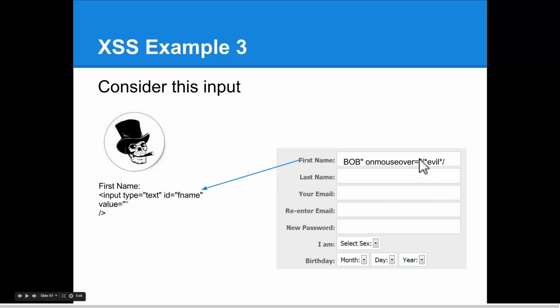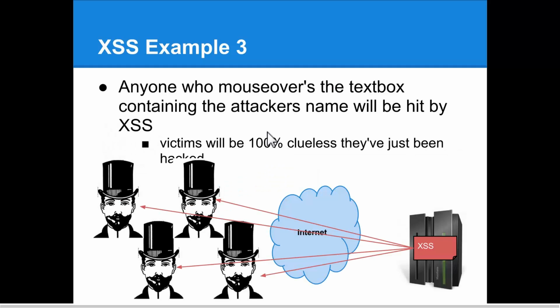Now I'd have to populate what evil is in here to do something, but essentially this gets stored in the database. And when that gets rendered on the HTML page, the user sees this, and the attribute being rendered there has this onmouseover event tagged to it, and it will spawn that JavaScript event handler for any mouse overs on that element. And so anyone who mouses over that text box will be hit by the XSS attack, and they'll be completely clueless as to what just happened.